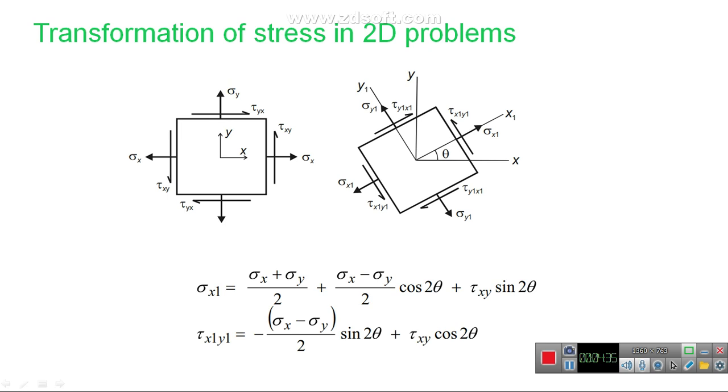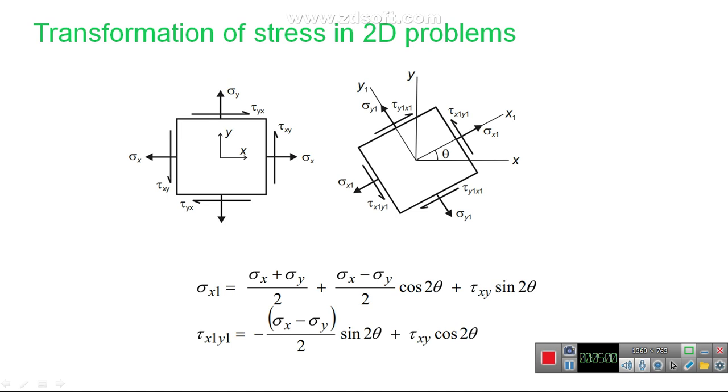The normal stress acting on the new plane is given by sigma x1 equals sigma x plus sigma y divided by 2 plus sigma x minus sigma y divided by 2 cosine 2 theta plus tau xy sine 2 theta. The shear stress acting on the plane is given by tau x1y1 equals minus of sigma x minus sigma y divided by 2 sine 2 theta plus tau xy cosine 2 theta.